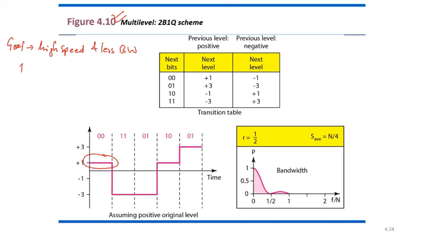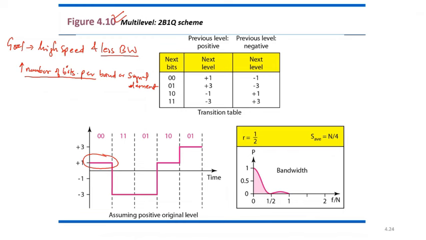That means we need to increase the number of bits. We need to increase the number of bits per baud. So per baud, we will be calling it per signal element. So per signal element, this is one signal element, this is another signal element, this is next. So per signal element, we need to increase the number of bits. If we are able to increase the number of bits per signal element, we will be able to transmit a large number of bits in one signal element. Okay, so if in one signal element we are transmitting more number of bits, we are going to require less bandwidth also.